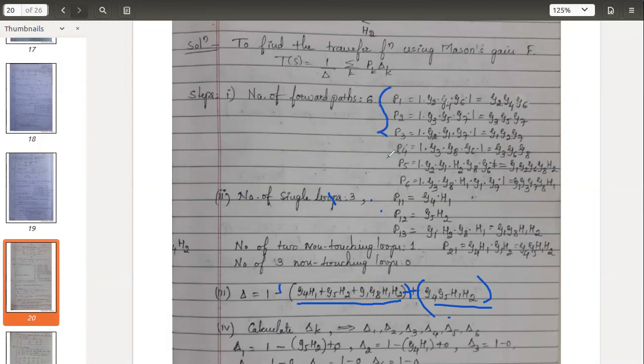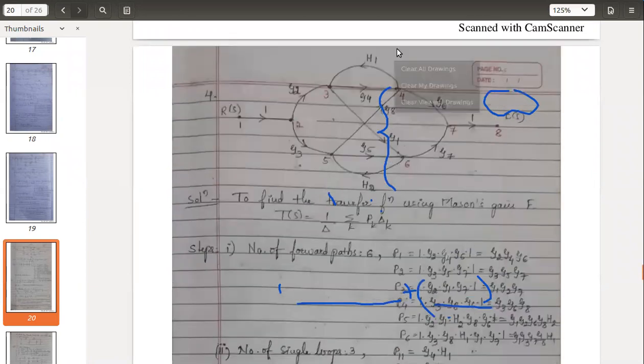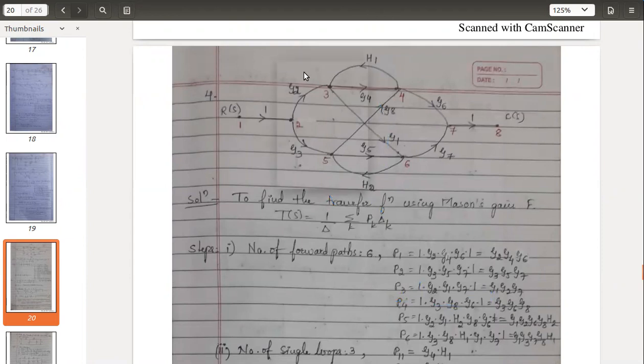So how many forward paths are there? We have 6 forward paths, so 6 delta values we will get: delta 1, delta 2, delta 3, delta 4, delta 5 and delta 6. So this is important here. Let's see. First, let me mark G2, G4, G6. So first path, let me take that. Okay, this is your first forward path.